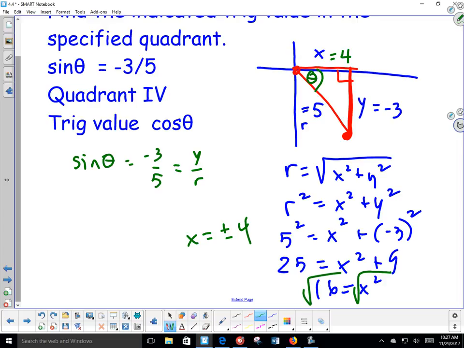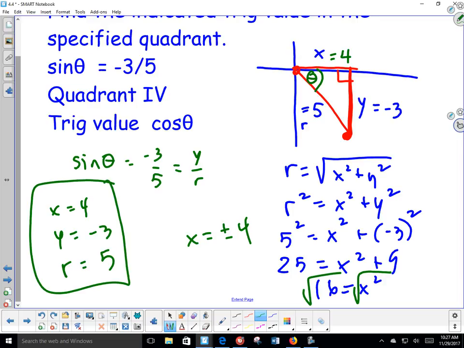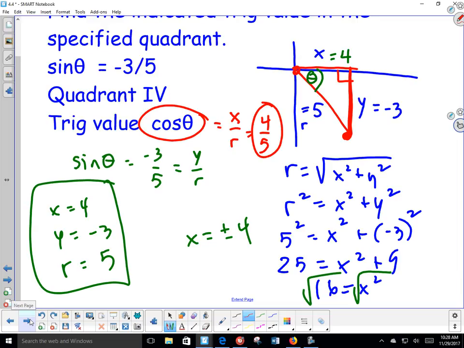Now that we know that x is 4 and y is -3 and r is 5, we could find any trig function using those, but they're only asking us to find cosine of theta, so that's going to be what? Hannah? It would be 4/5 because the formula is x over r. X over r, so that's 4/5. Are we okay with this? All right. Moving on.